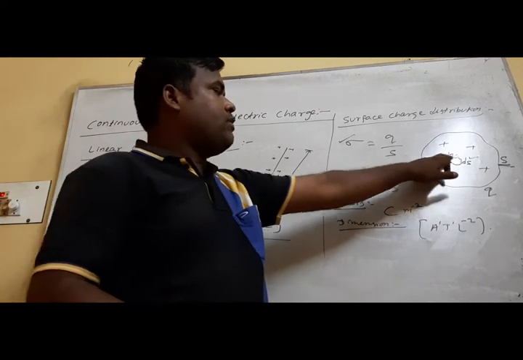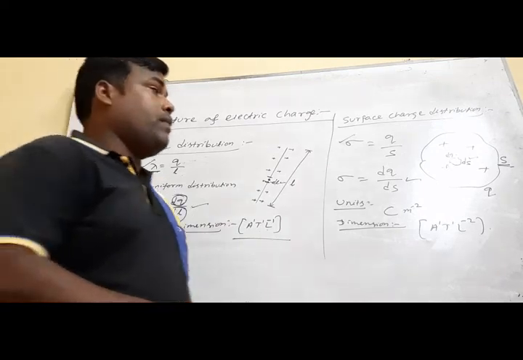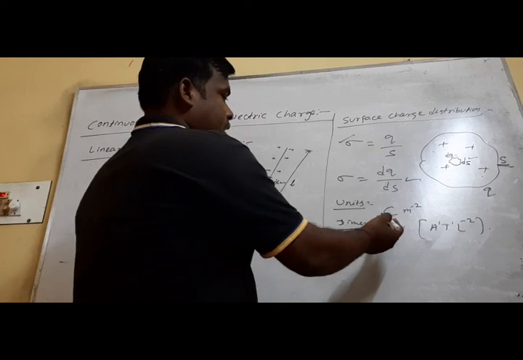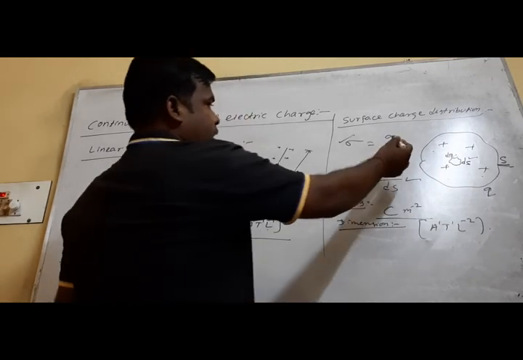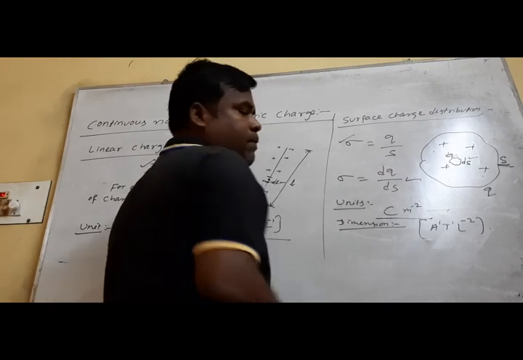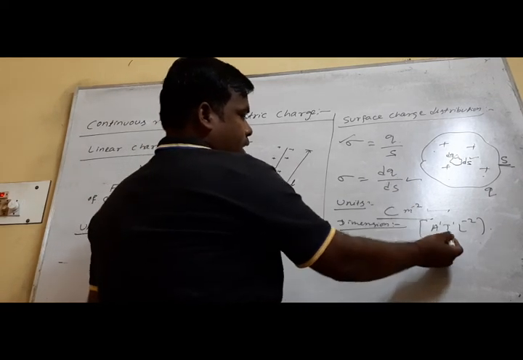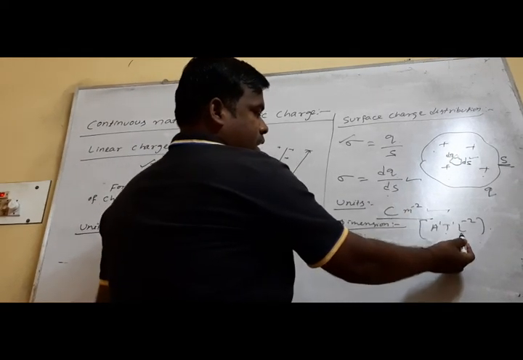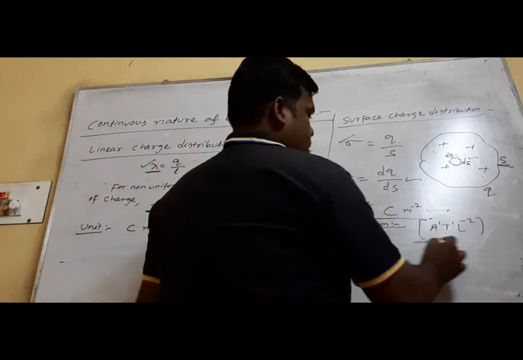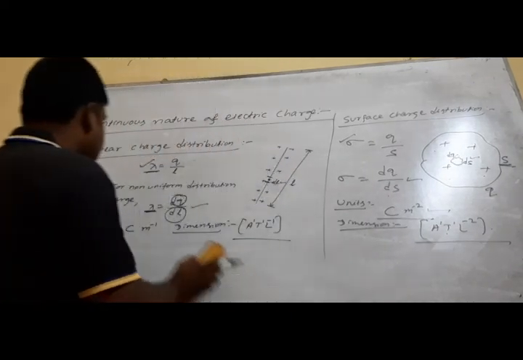It is at this point, the surface charge density at this point. For non-uniform distribution of charge, the surface charge density varies from point to point. Similarly, the SI unit of charge is coulomb and area is meter square, so it will be coulomb meter square inverse. Similarly, the dimension for charge is A1 T1 and for area it is L square. When it goes to the numerator, it is L to the power minus 2. So the dimension is A1 T1 L to the power minus 2.